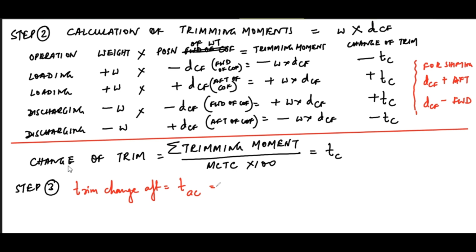Sir, T upon LBP into. Yeah, T जब लेंगे तो now we cannot take the full T. We will have to take which one? Change of trim. Yeah, TC. TC into LCF. LCF upon LBP. बिल्कुल. And for forward, we will just calculate TC minus TAC.